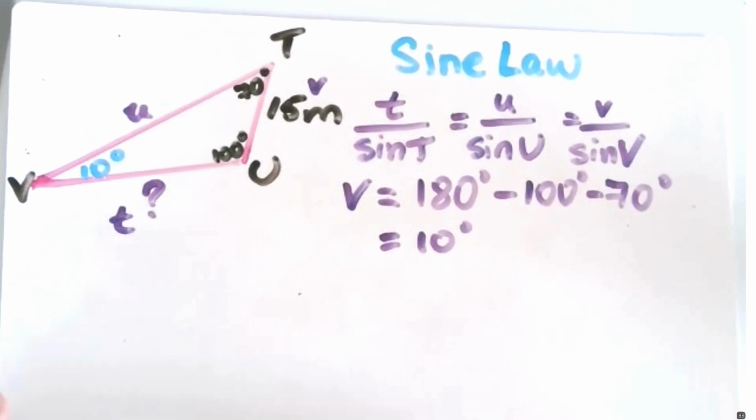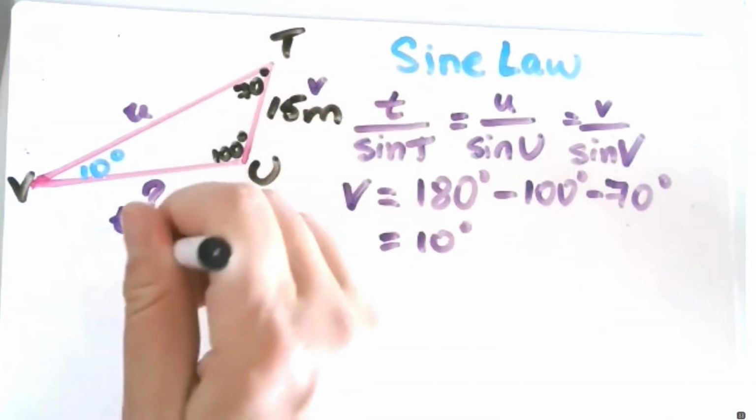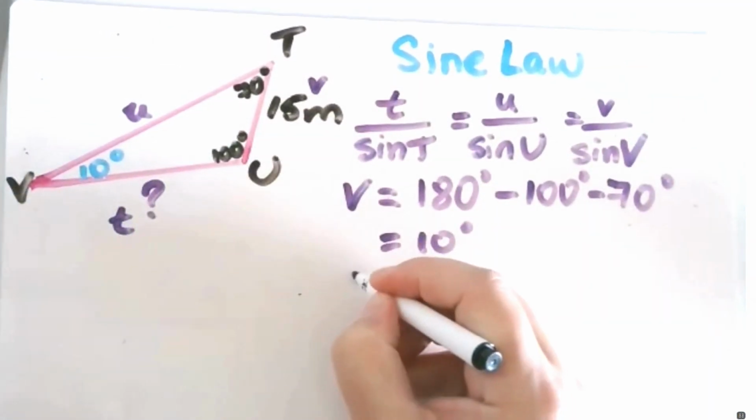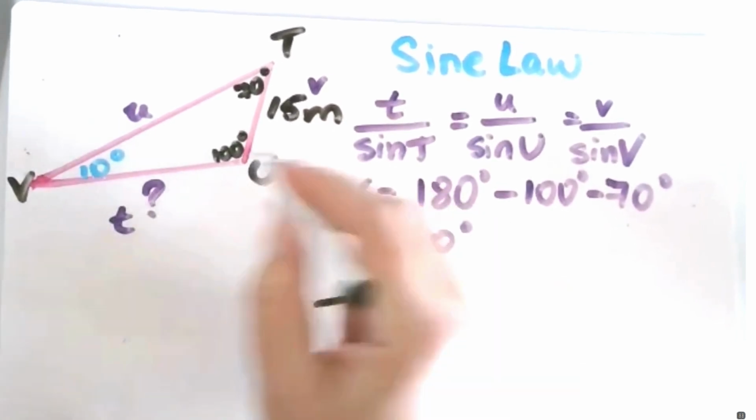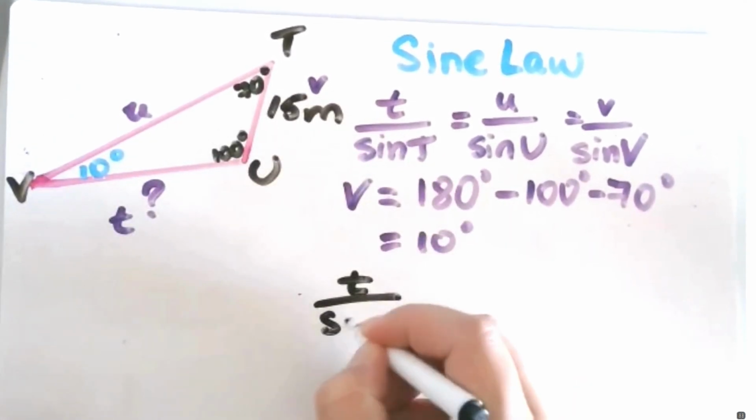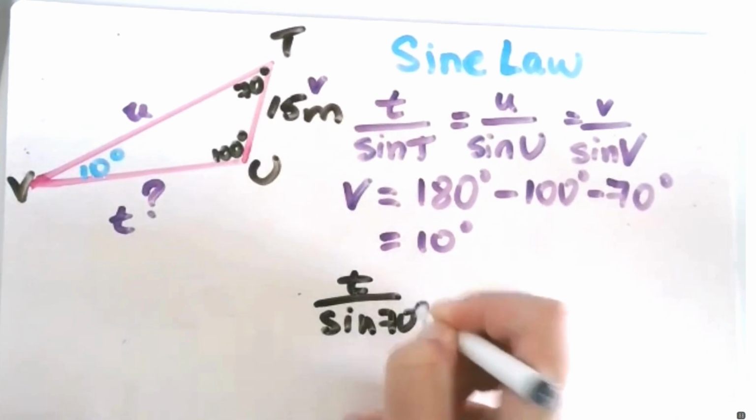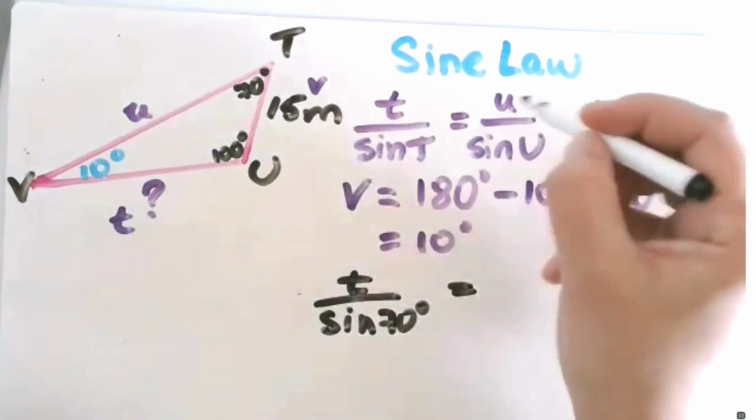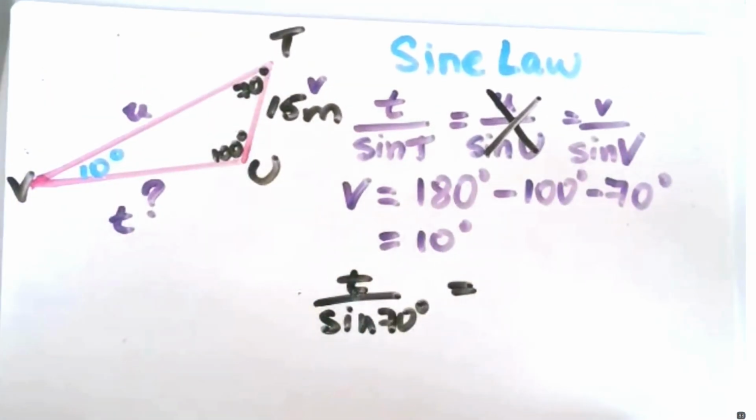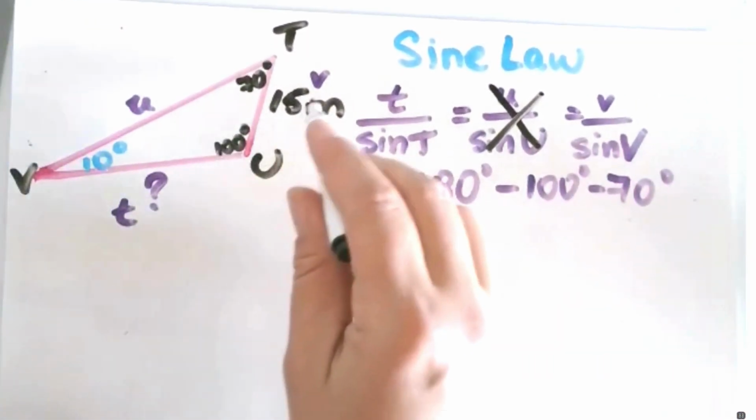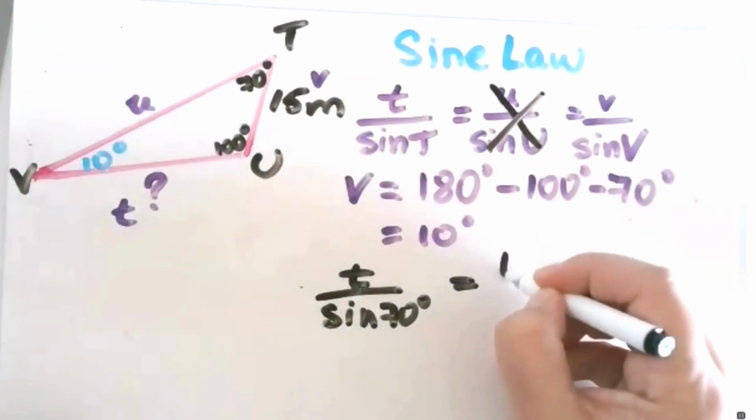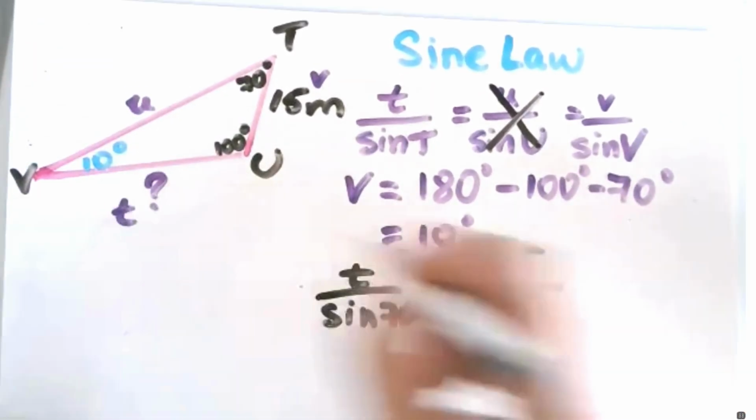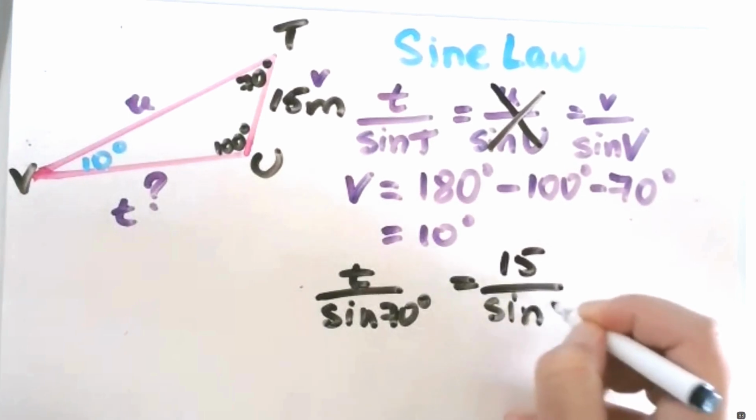And from here, we can just plug everything into our equation, our sine law formula. We're looking for side length t, but we know that angle t is 70 degrees, so t over sine of 70 degrees. We don't need to use u because I don't have a corresponding side and angle here. I'm not going to use that at all. So we're just going to stick to v. Side length v is 15 over sine of 10 degrees.